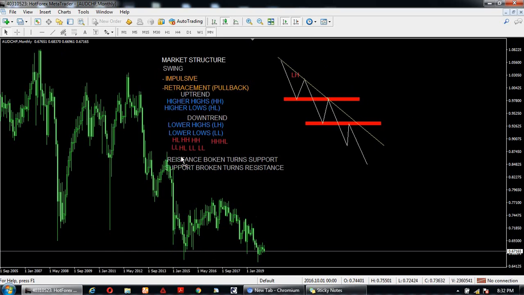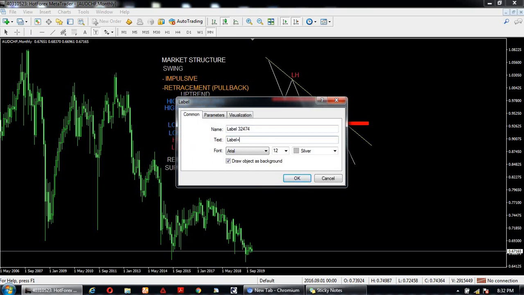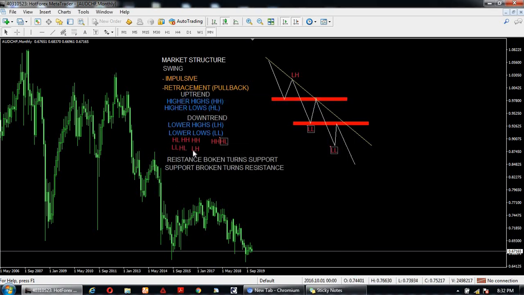We have a new low that is lower than the previous low. So yes, there's a lower high. Market makes a new high that is lower than the previous high.